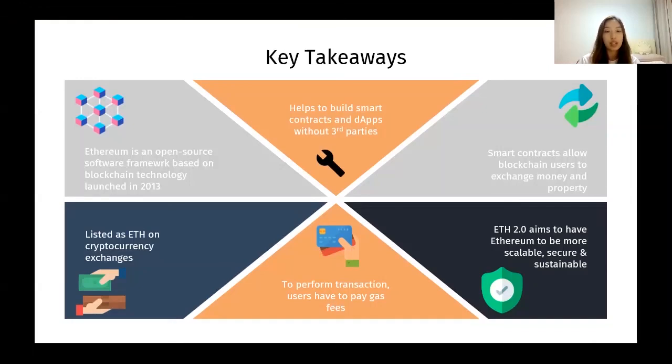And lastly, Ethereum 2.0 makes Ethereum more scalable, secure, and sustainable. This will be accomplished by changing its consensus mechanism from proof of work to proof of stake, where this proof of stake model allows Ethereum holders to stake their holdings to stake pools that will earn rewards and grow their holdings over time.